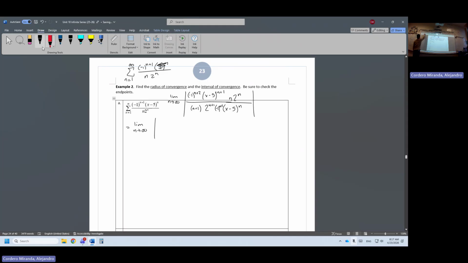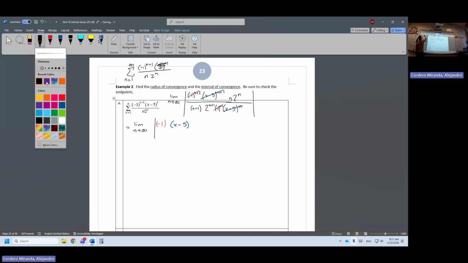Let's check everything that can simplify. The negative 1 to the n plus 2 can cancel n plus 1 of those and just be left with negative 1 to the first. Then the x minus 5s, most of those cancel except you're left with 1 on top.